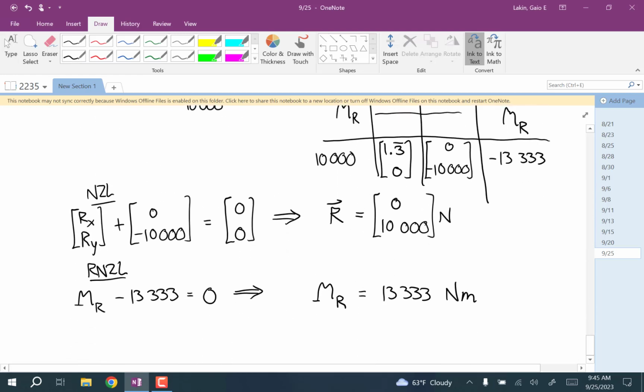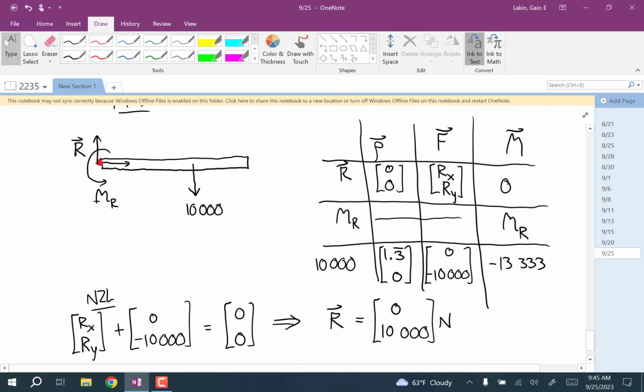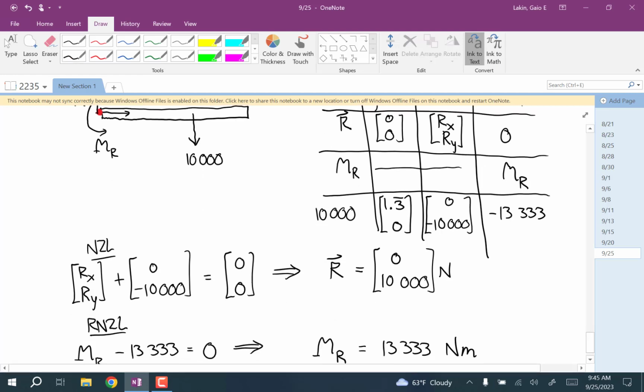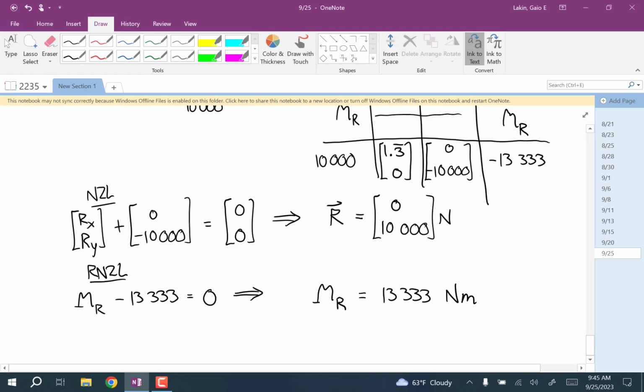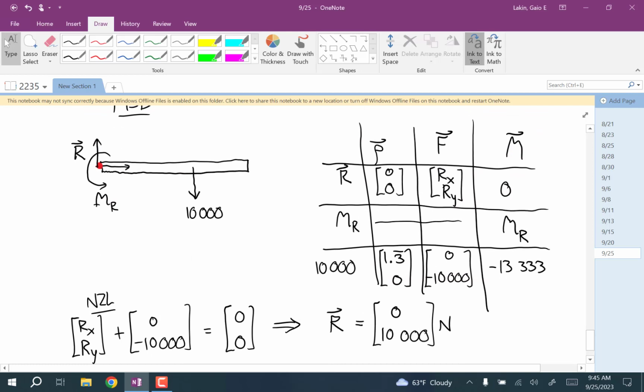Okay, so it makes sense physically that R has to be up to balance that downward force of 10,000, right? Does it make sense that we got a positive moment for the couple applied at the wall? Yeah, if you think of that about point on the left as a hinge, that 10,000 newton force is making it rotate clockwise. That would be a negative moment. And that means that the couple applied at the wall, to balance it, has to be positive.